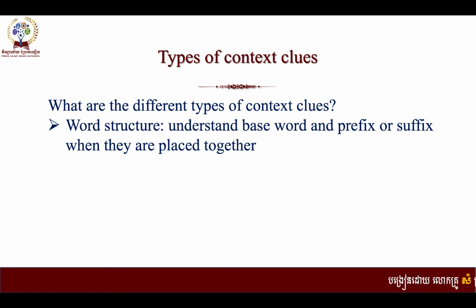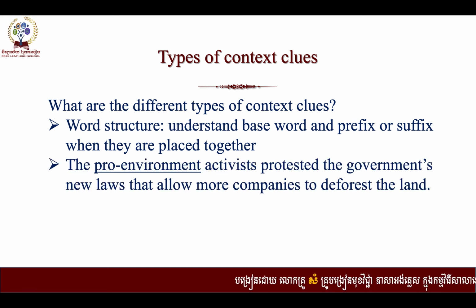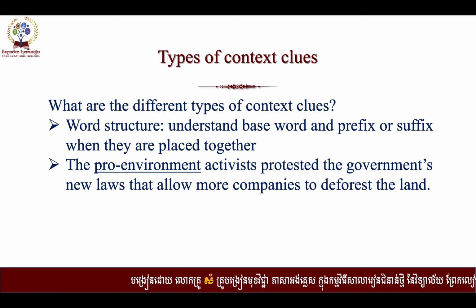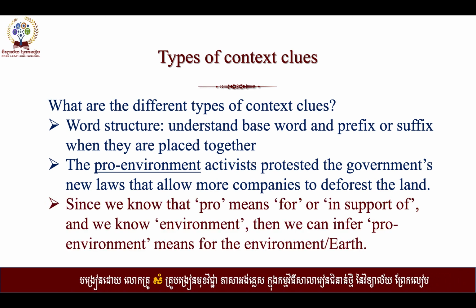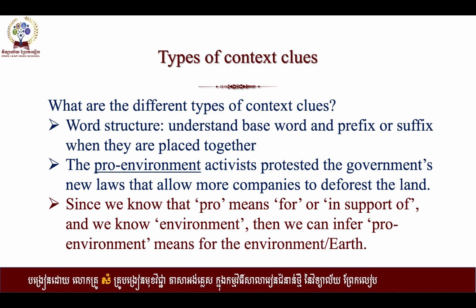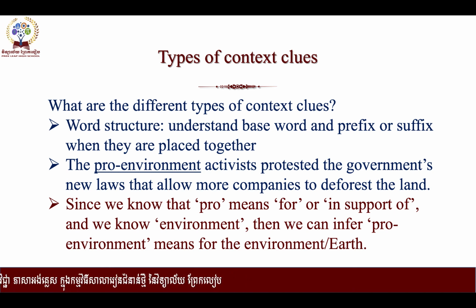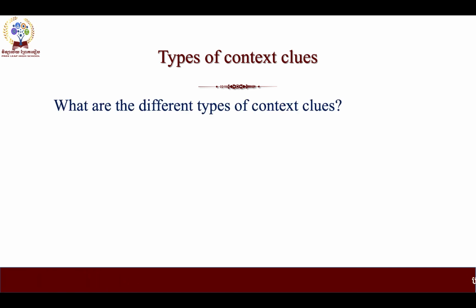Another type of context clue is word structure. So when we understand the base word and prefix or suffix when they're placed together. So pro-environment: the pro-environment activists protested the government's new laws that allow more companies to deforest the land, right? So we know that pro means for or in support of, right? And if we also know that environment means the environment, like the earth, right? We can infer that pro-environment means for or in support of the environment or earth, right?